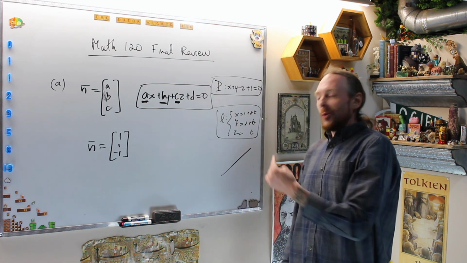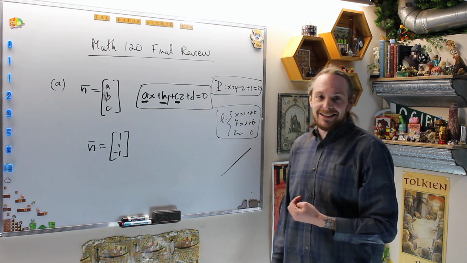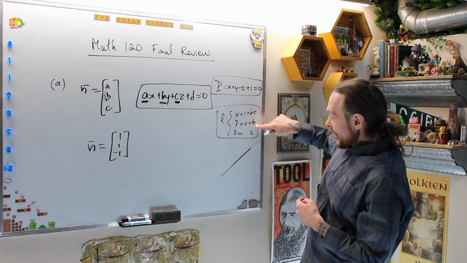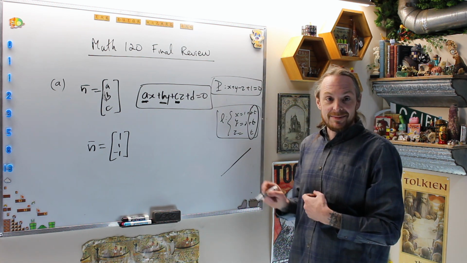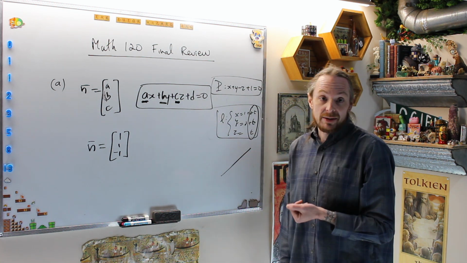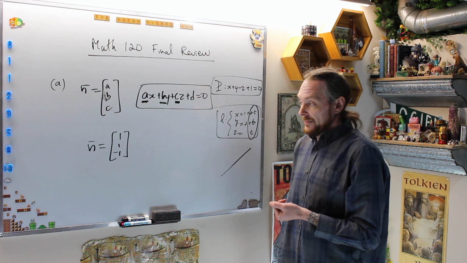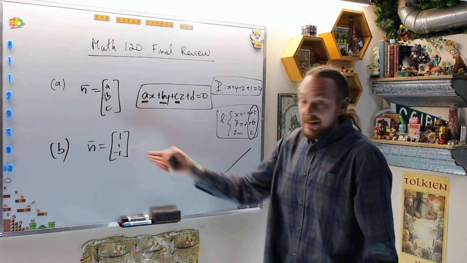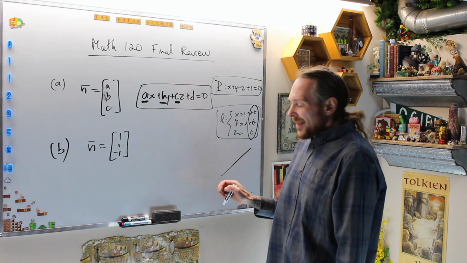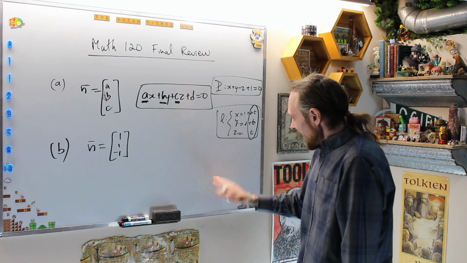B should have been, what's the vector in the direction of the line? 2, 1, 1. The coefficient in front of the parameter, because that's what the equation tells me in parametric form. So B asks me, now that I have N, are the line and the plane parallel?